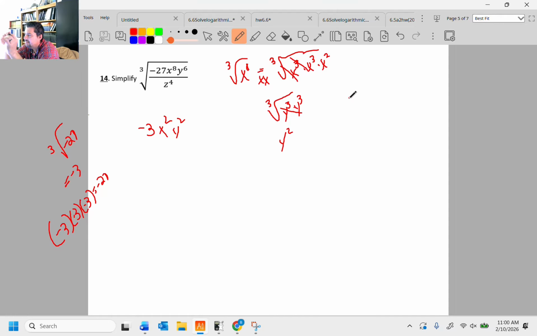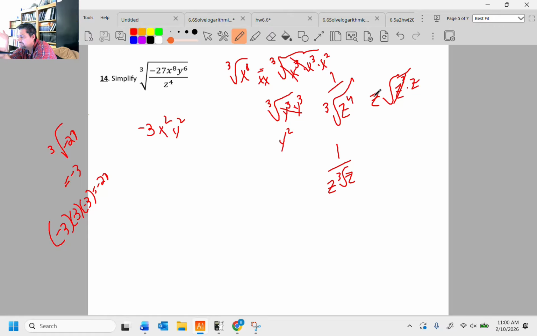The state of Tennessee is not going to make it this hard on you because they pulled some things from the standards. But you have 1 over the cubic root of z to the 4th, which is 1 over z times the cubic root of z. Because remember, z to the 4th is z cubed times z. And you can evaluate this and throw that out front. So we're looking at z times the cubic root of z on the left-hand side.